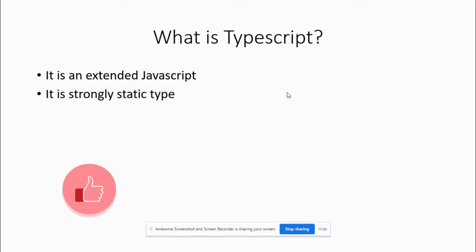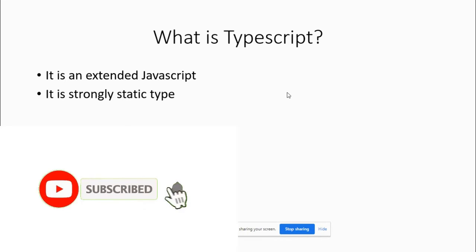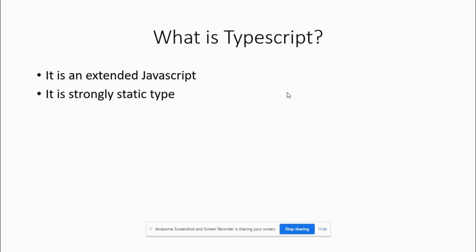Now the next is, what is TypeScript? TypeScript is an extended JavaScript programming language. The benefit of TypeScript is compilation and strong static typing. In case of JavaScript, if there is any error, then you have to spend a long time to find the bugs in the code. But TypeScript compiles the code, and if it finds some sort of syntax errors, then it generates a compilation error.